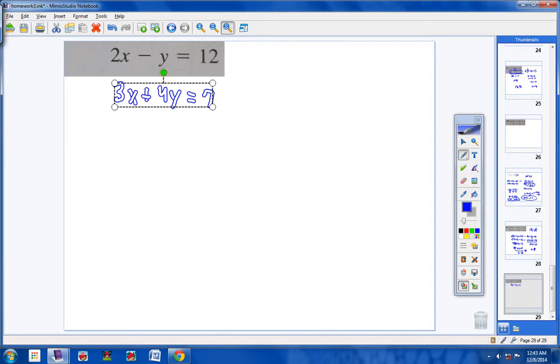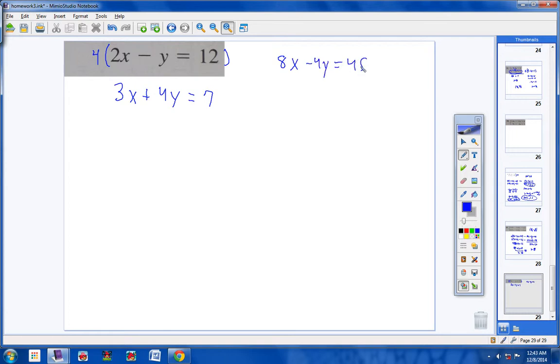And I'm going to multiply the top equation by 4 to give me a negative 4 here, which will cancel with my y. So I'm going to put a 4 here. And I have 8x minus 4y equals 48. My bottom equation, 3x plus 4y equals 7. So I'm left with 11x equals 55. Divide both sides by 11, and x equals 5.